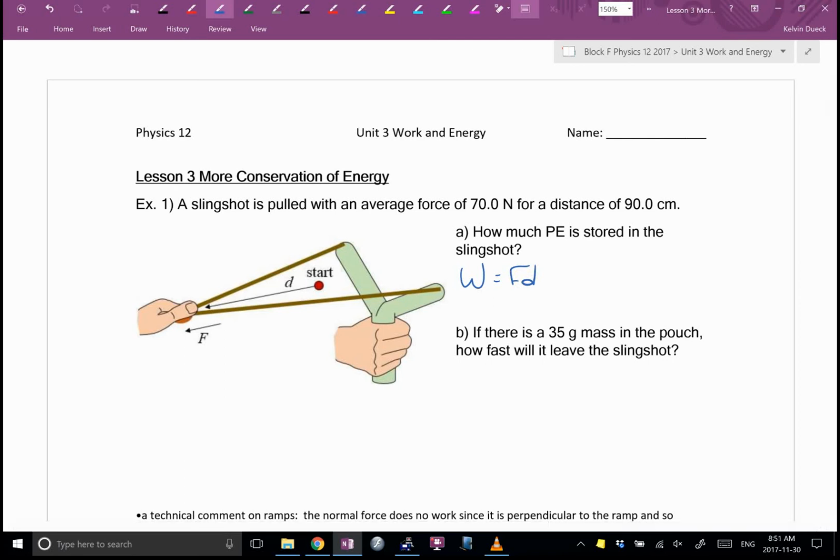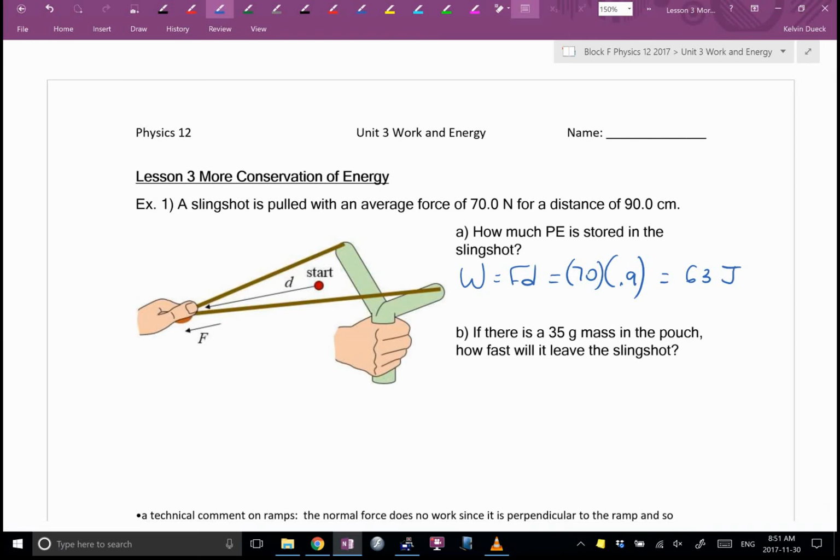How much force did we use to pull this slingshot back? 70 newtons. What distance? 0.9, because it's centimeters. 7 times 9 is 63. 70 times 0.9 is also 63, yeah? We have stored 63 joules of energy in this slingshot. And that's why I'm calling it potential energy. I'm not calling it potential energy because it's mgh. I'm calling it potential energy because it's stored.